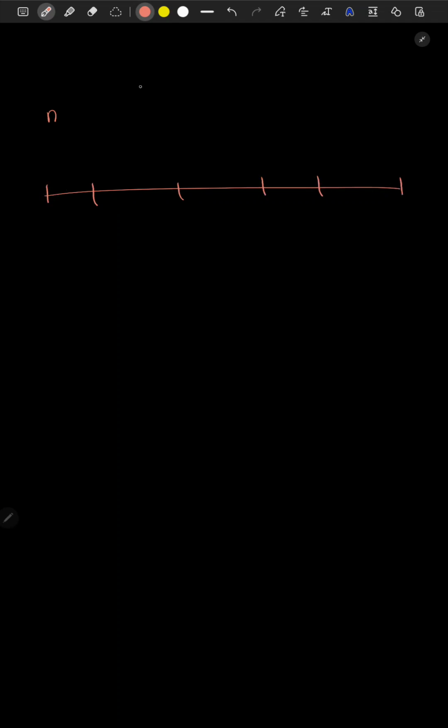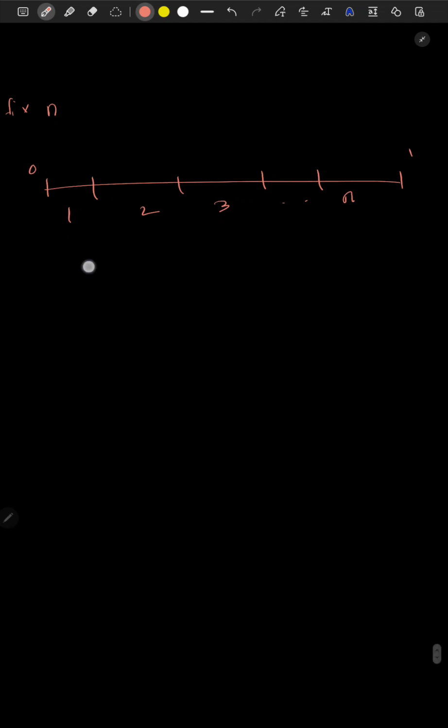Let's just start with 1. Partition 1, partition 2, partition 3. For a fixed n, you can partition the interval [0, 1] into partition 1, partition 2, dot dot dot, partition n, and then you can consider n functions here. The kth function would be 1 here and 0 outside.